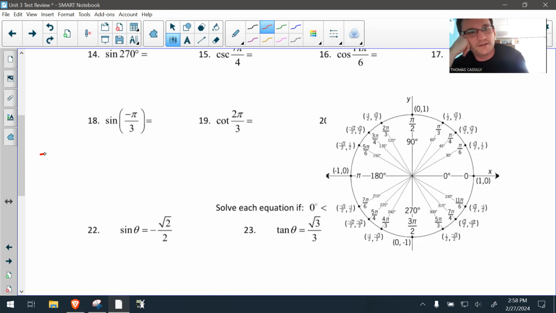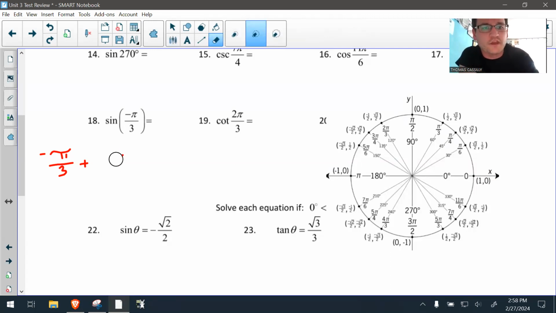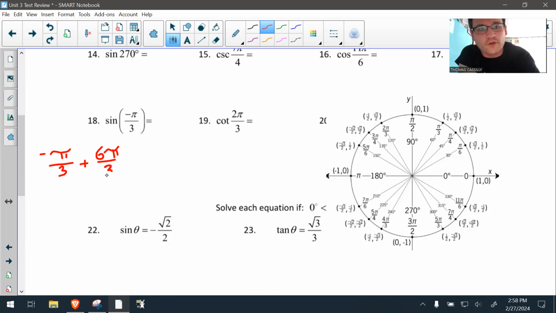We need to find a coterminal angle with -pi over 3. All right. So we talked about coterminal angles. What I'm going to do is add 2 pi. But since it's a fraction, we need a common denominator. So instead of thinking of it as 2 pi over 3, think of it as 6 pi over 3. And that gives us 5 pi over 3.